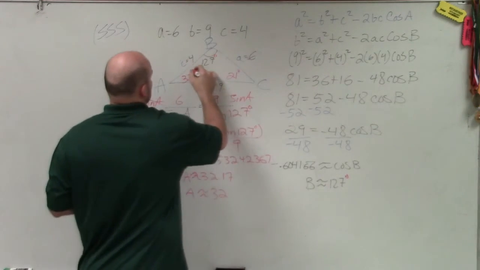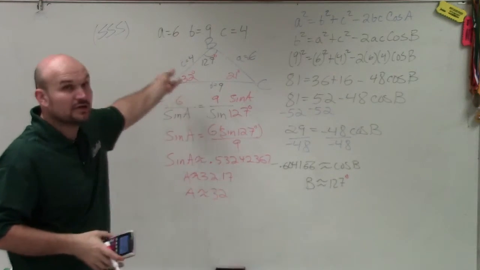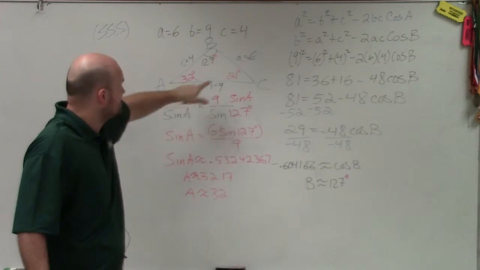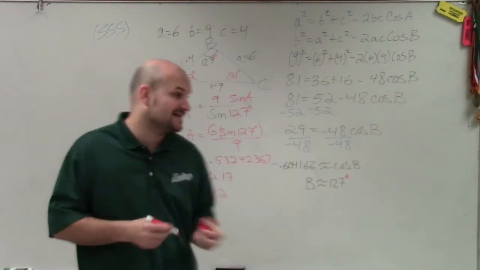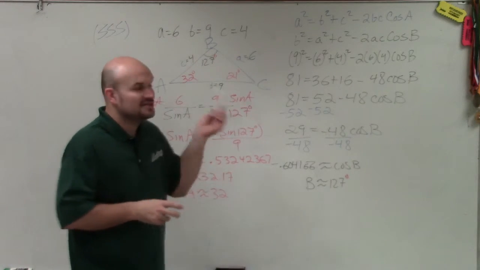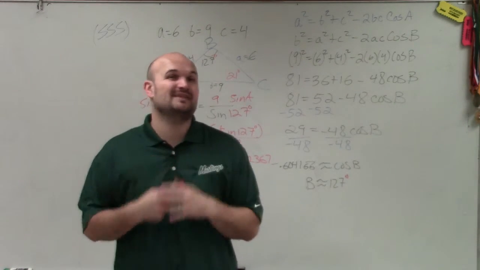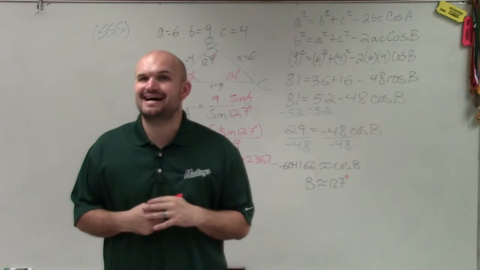And again, if you wanted to check your answer by using your law of sines, you would get angle C is going to be 21. So there you go, ladies and gentlemen. That is how you use the law of cosines to find all of your missing angles when given an oblique triangle as side, side, side. Thanks.